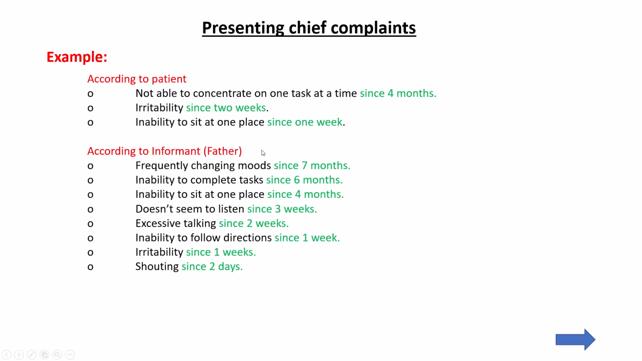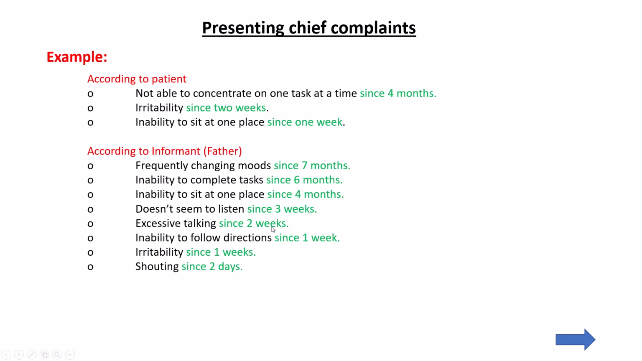The patient said 1 week, but they found the problem since 4 months. The patient understood it from 1 week, but it was already happening like that. His father found that problem. Doesn't seem to listen since 3 weeks; he doesn't want to listen to anybody. Excessive talking since 2 weeks. Since 2 weeks he is talking excessively. It means he is shouting or simply talking unnecessarily, talking without any goal. That type of problem was there.